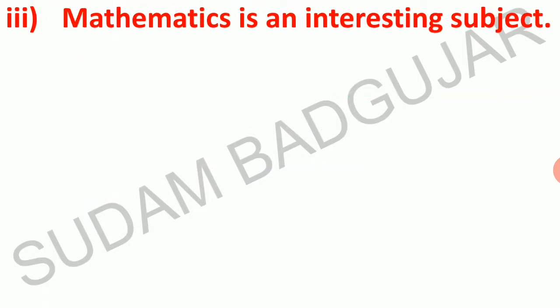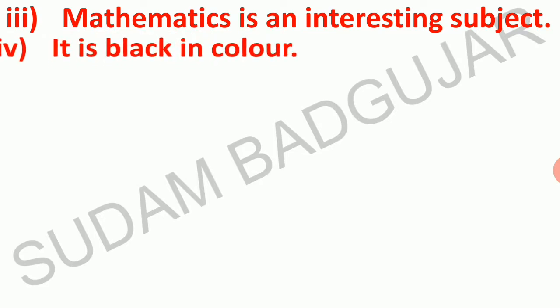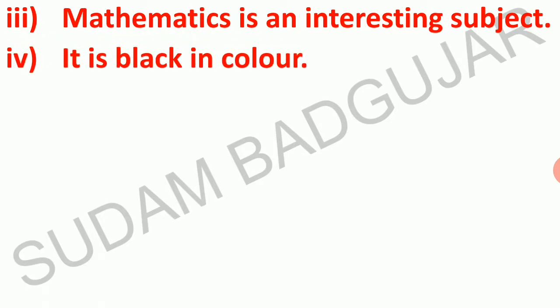Now, third example is, mathematics is an interesting subject. Second is, it is black in color. Now I am talking about example number 3. Mathematics is an interesting subject. For example, Ram has interest in mathematics.